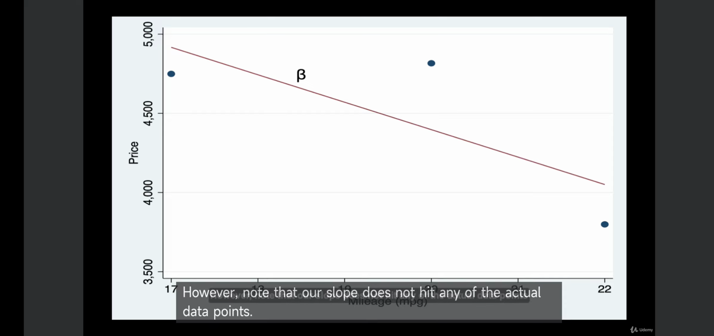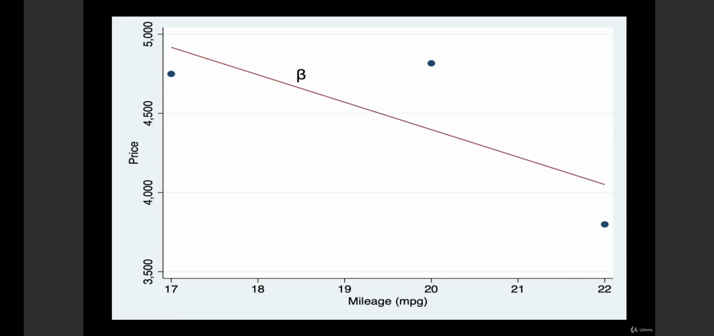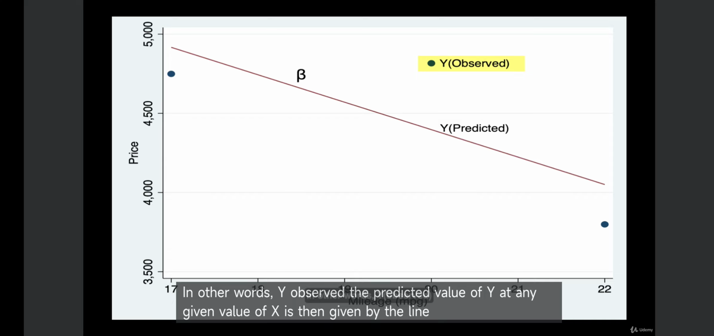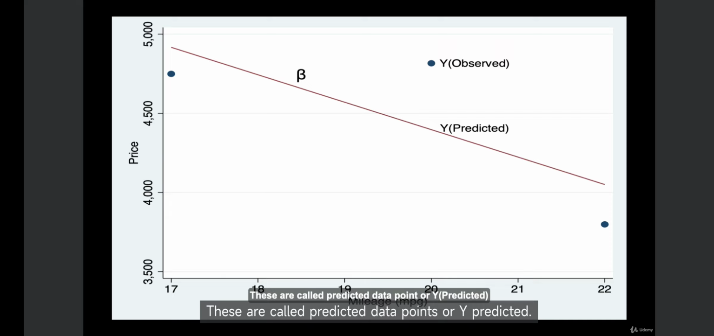However, note that our slope does not hit any of the actual data points. That is because we are estimating an average relationship between all the available data points. The actual data points are often called observed data points. In other words, y observed. The predicted value of y at any given value of x is then given by the line of best fit. These are called predicted data points, or y predicted.